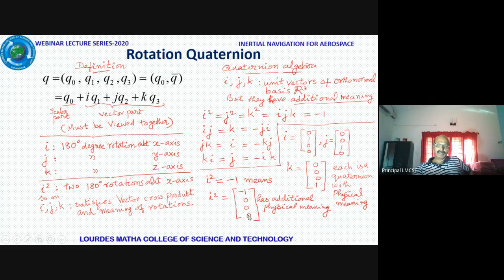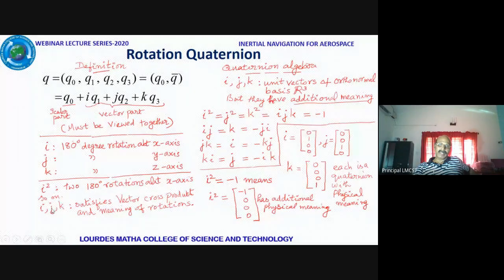And this has got additional meaning. Everything together we did not jumble in this slide. We go forward and note that ijk satisfies the vector cross product. In addition, please note this point, ijk are unit vectors. They satisfy the vector cross product in our usual sense. And additionally, it has a physical meaning.